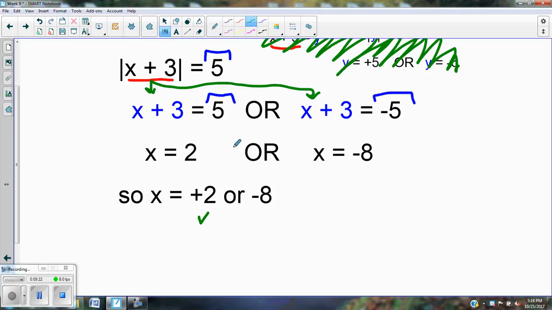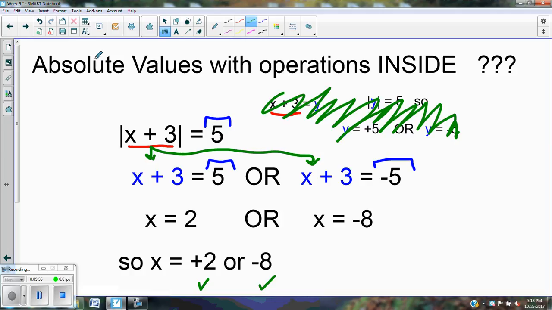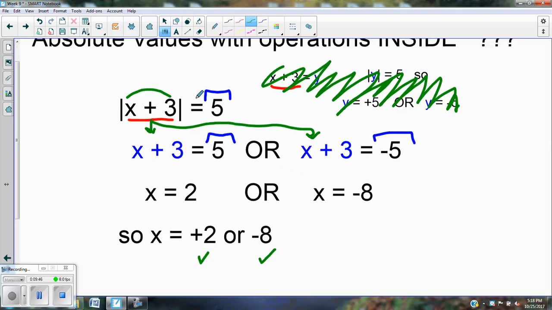Let's try it with negative 8. If we plugged in negative 8 right here, plus the 3 makes a negative 5. Absolute value of negative 5 is 5, so this negative 8 checks out. So the trick with absolute value equations that have operations inside the absolute values is we're going to split them. Once this is alone, we split them into a positive version and a negative version.